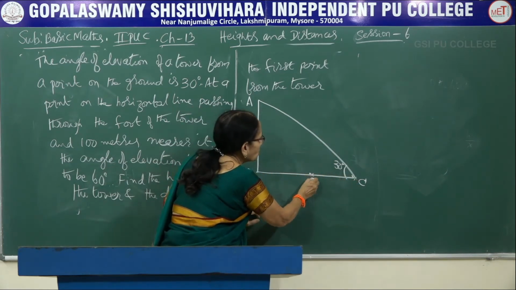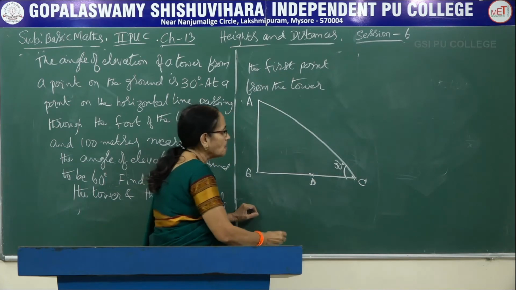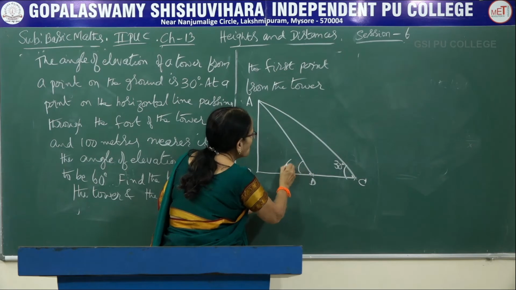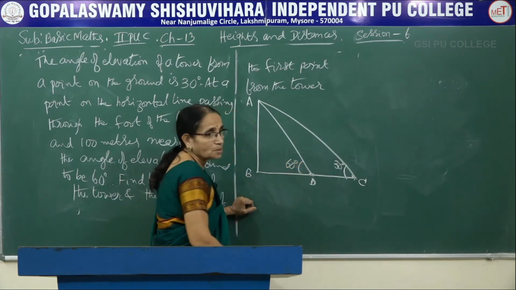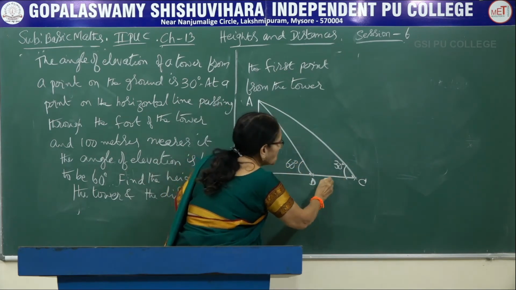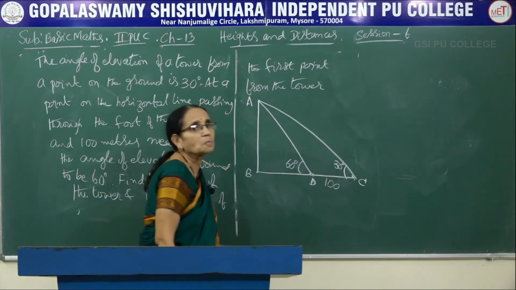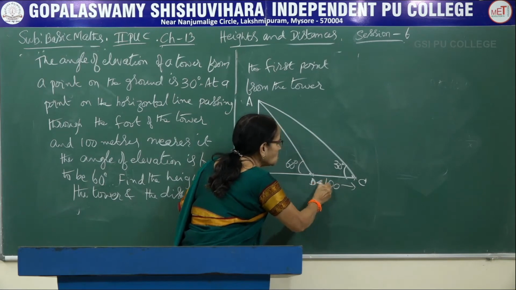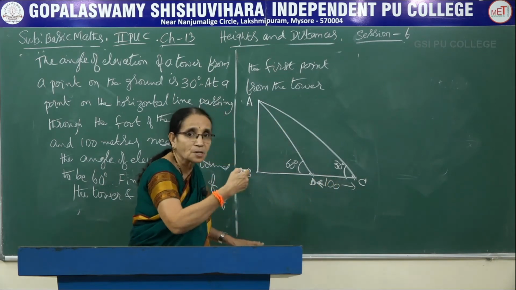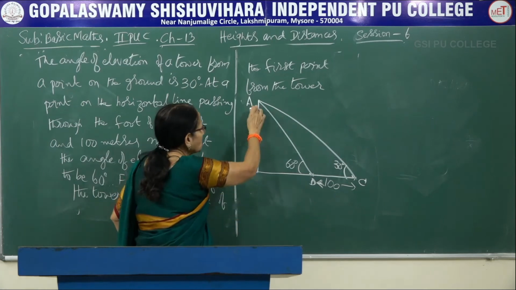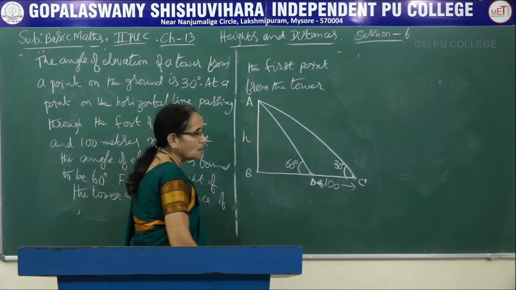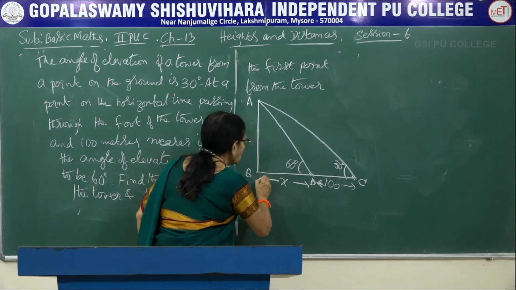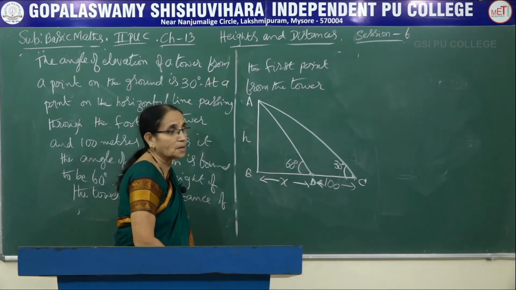Say he comes to the position D. Now, from this point, he observes. What is the angle now? This is 60 degrees. So from here to here, what is the distance he has covered? 100 meters. Nearer to it means he is moving towards the tower. Now let the height of the tower be taken as h, and let us take BD to be x. Now let us see what has to be calculated here.